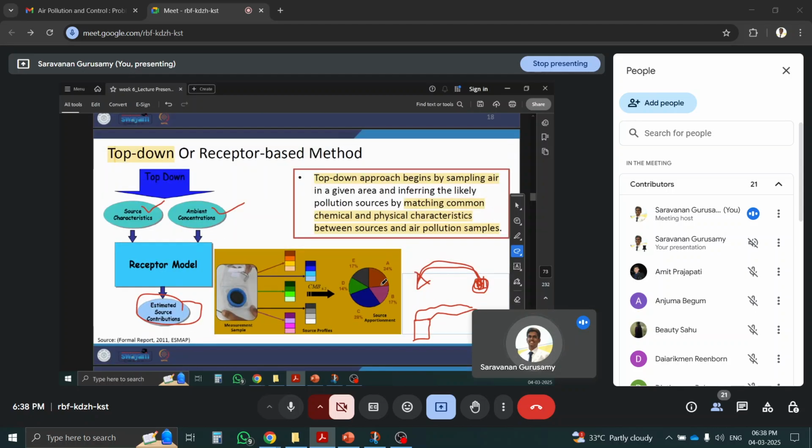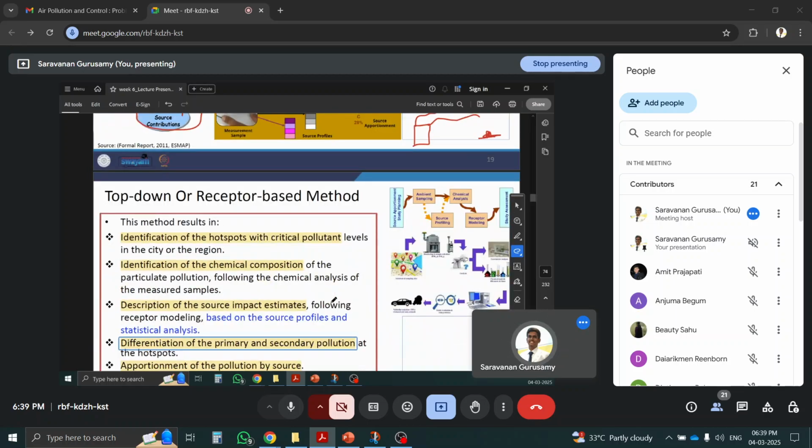So for that we need measurement techniques. Each pollutant, I am measuring CO2, I am measuring SO2 at this point, and I am going to check what is the source for that. So top-down begins with the sampling of air and matching the chemical and physical characteristics between the source and the air pollution sample. If the carbon dioxide is more, then I can say some industries are emitting. If NOx level is more, industries are more. Carbon monoxide is higher, then some domestic emission is there. So that is called matching of chemical and physical characteristics and finding the source.